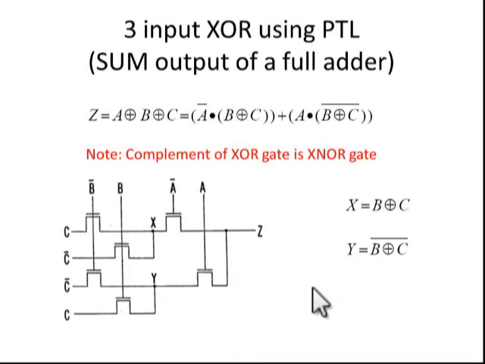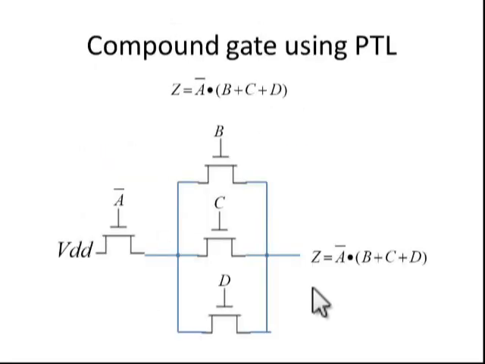Next we will see how to design compound gates. Compound gates is nothing but some expression is given, and for the given expression we have to design the circuit using PTL logic. So now this is a simple example for the compound gate. Z equal to A bar dot B plus CD.